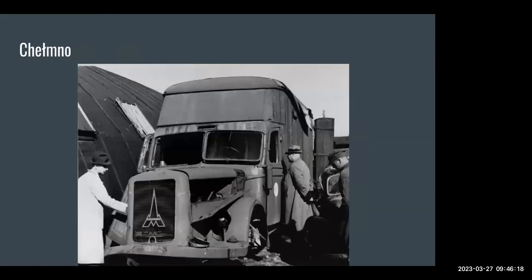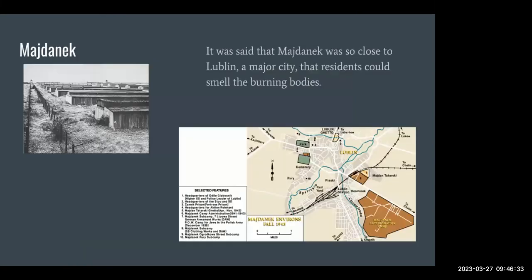Chełmno. They didn't use poison gas so much as they used carbon monoxide. Jews and prisoners would be loaded into the back of these trucks. The trucks would be driven down the road for 15 or 20 minutes while carbon monoxide was pumped into the back, and then the corpses would be unloaded.